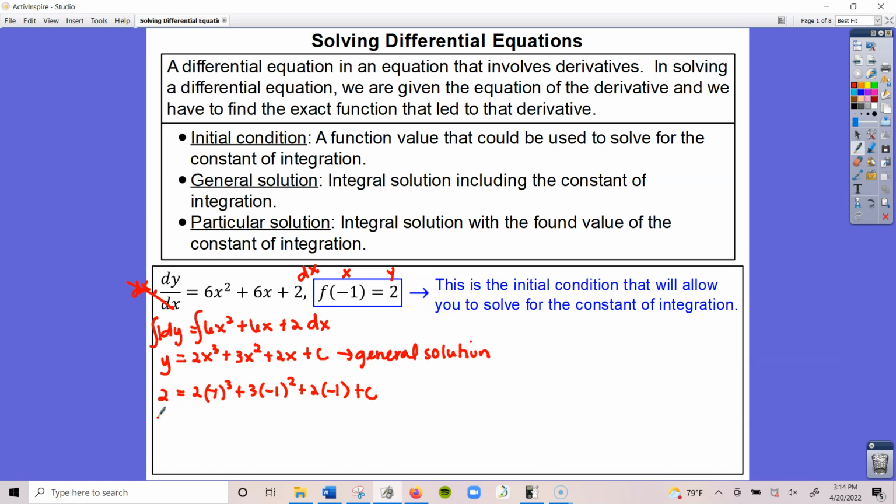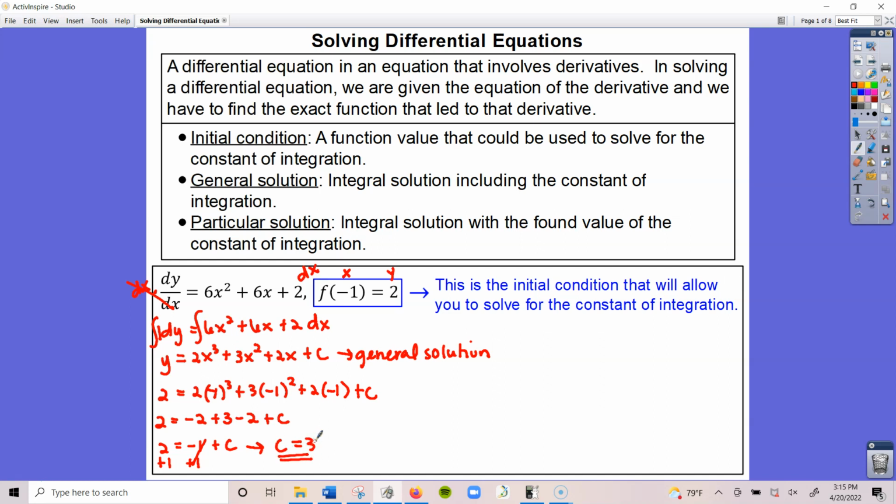So now we're going to evaluate. We have 2 is equal to... Now negative 1 to the third is negative 1 times negative 1 times negative 1, which is negative 1. And negative 1 times 2 is negative 2. Negative 1 squared is positive 1 times 3, plus 3. 2 times negative 1 is negative 2, plus c. So I have 2 is equal to negative 2 plus 3 is 1, minus 2 is negative 1, plus c. Add the 1 to both sides. We get that c is equal to 3.